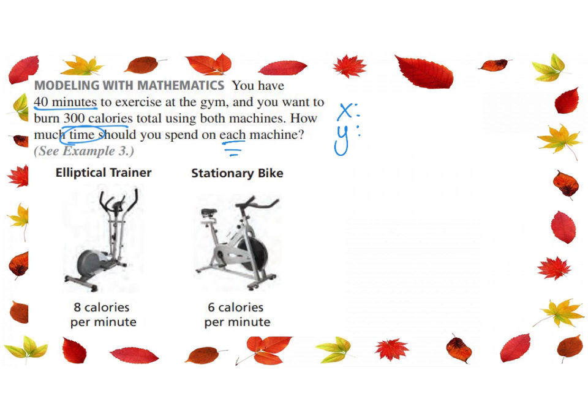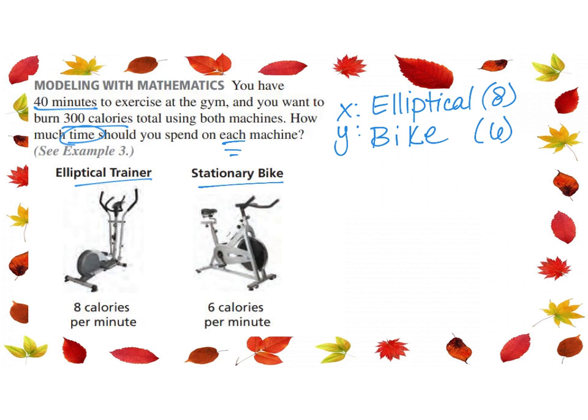So anytime you're comparing two things, those are where your X and Y are going to be. And in this case, it's talking about the two machines. So I'm going to go ahead and make X the elliptical and Y the bike. I'm just shortening it by calling it a bike, because it is, right? And each machine burns a certain number of calories per minute. In this case, the elliptical burns 8 calories, while the bike burns 6.